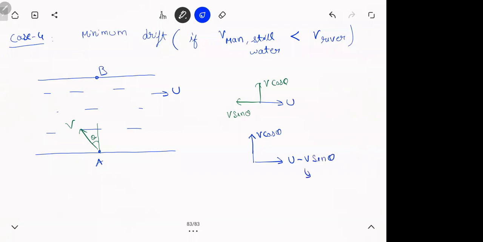Now see, this cannot be 0, since U is greater than V, isn't it? Sin theta is already less than 1. On top of it, U is greater than V. That can never be 0. That is, he cannot reach B. You're getting it? So think about it now logically. If the river is flowing with 10 and you can swim with 5, how can you go against the river? The river will push you off, no?